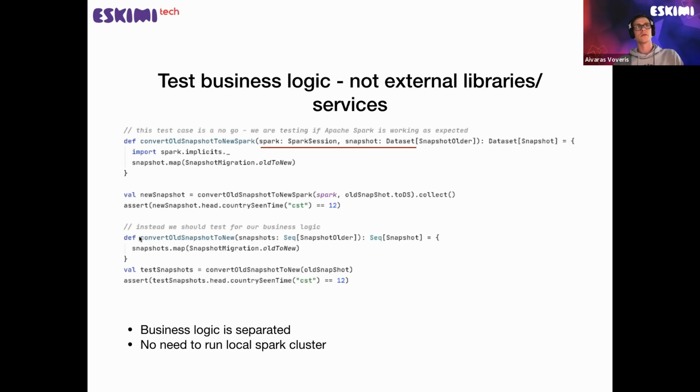So the method at the bottom, the fixed version, does exactly the same as the method above. It just does not use a Spark dependency. We can still pass this method to Spark and it will do the job. But what we want to do is test our business logic, not check if Spark was working as expected. So let's leave third-party libraries to the people who are working on them.